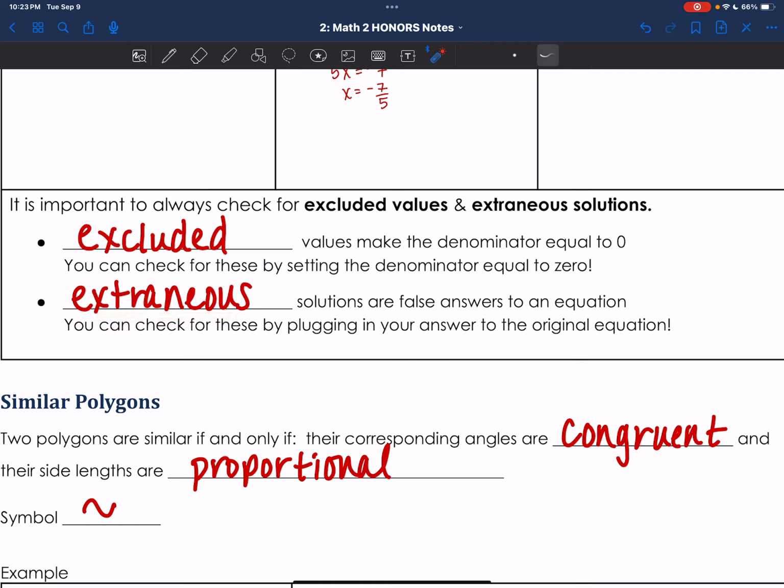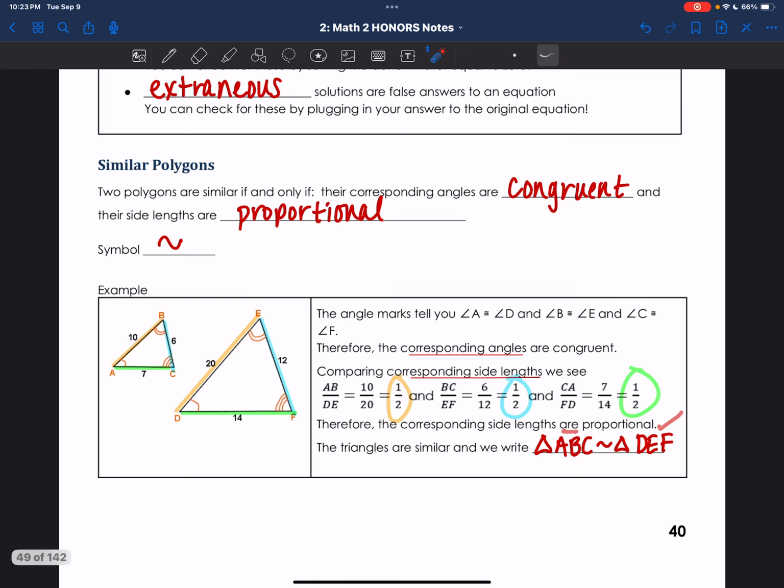Extraneous solutions are false answers to an equation. So again, plug it back into the original equation, and if it doesn't make sense for the situation, then it is extraneous information. It's a false answer.